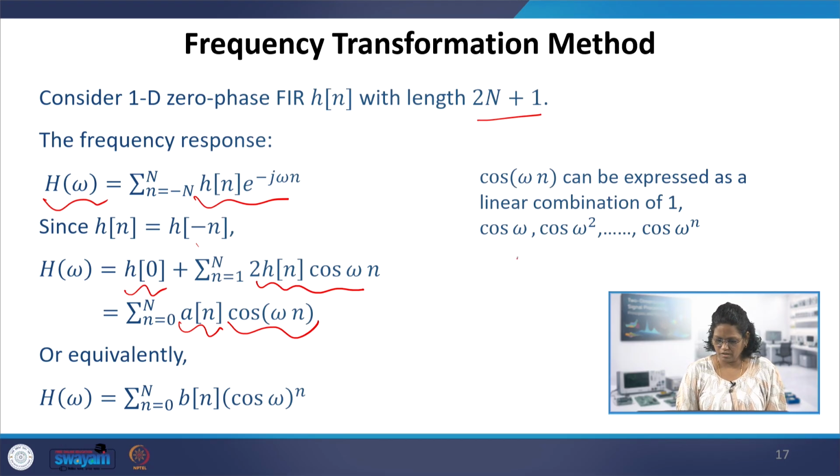So this cos omega n can be represented as a linear combination of 1, plus cos omega, plus cos omega square, up to cos omega power n. There is a proof, but we are not doing the proof. We are just changing this to b of n times cos omega power n. Here b of n is not exactly H of n. It holds the coefficients of the linear combination of cos omega power n. This is going to be the H of omega, the 1D frequency response. From this 1D frequency response, we will see the 2D one.